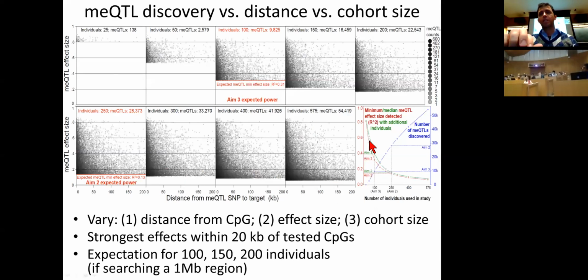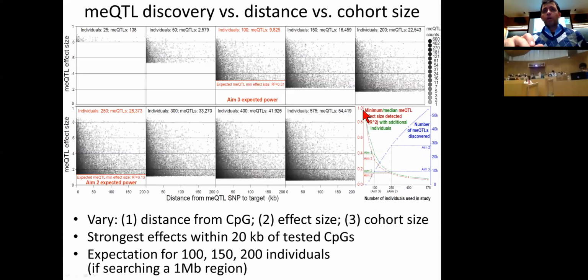Another way to plot this is to basically say, how many methylation QTLs did I discover as I increase the size of the individual? And you can see here that this scales almost linearly. That means that we're nowhere near saturation. The more and more people you measure, the more and more methyl QTLs you'll discover. Okay, everybody clear with the blue curve here?